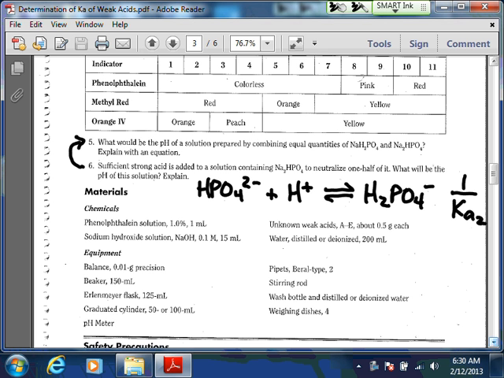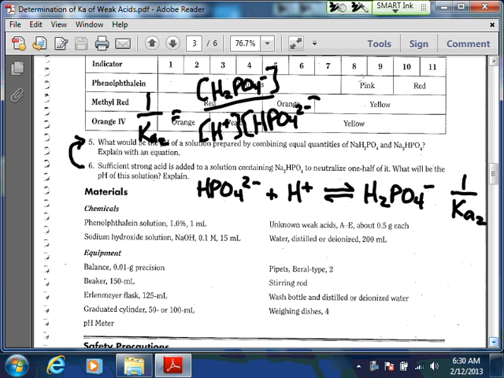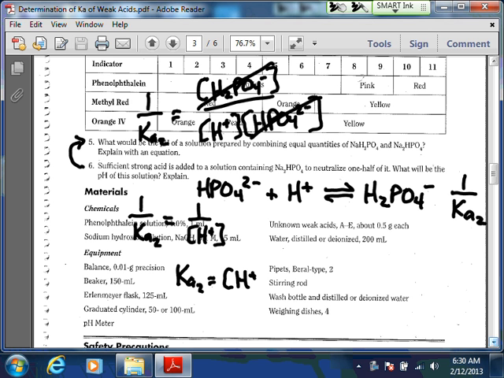But then the expression is going to be switched also, right? So you've got 1 over Ka2 is equal to H2PO4 minus, this products over reactants, over H plus times the HPO4 2 minus. But then these are equal in quantities, so these cancel out, so you end up with 1 over Ka2 is equal to 1 over H plus. Well, we might as well just rewrite that as Ka2 is equal to H plus.